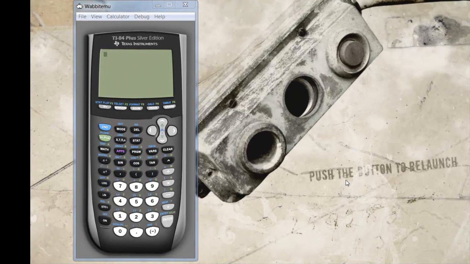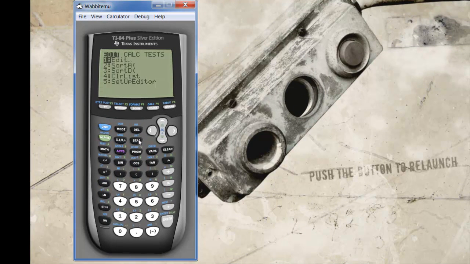For the two-sample t-test, stat, tests, two-sample t-test, I'm inputting statistics. So far, these are just the numbers from the problem. X bar 1 was 2.65. Make sure you enter standard deviations and not variances when you're using the calculator. So not the 0.0576 variance, the 0.24, which was the standard deviation. This was a two-tailed test, not equal to. Pooled, we're going to answer no.